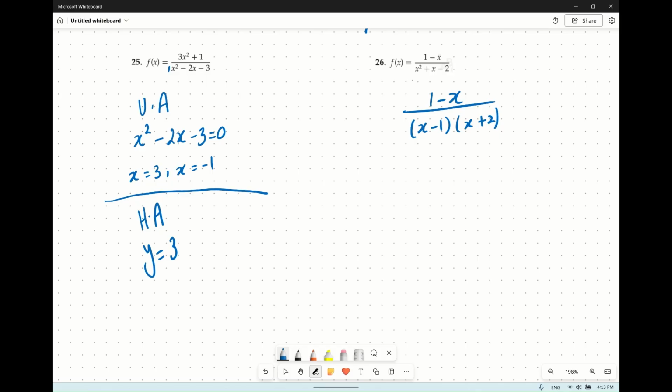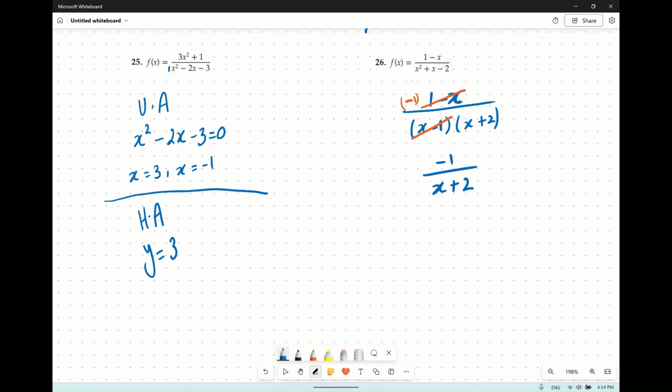Now I notice that up I have 1 minus x, down I have x minus 1. They are almost the same, but I notice the signs are opposite. Here the x has a minus, here the x is positive. Here the 1 is positive, here the 1 is negative. So this means I can cancel them, but I need to put minus 1 when I cancel them. So now what do we end up with? Minus 1 over x plus 2.